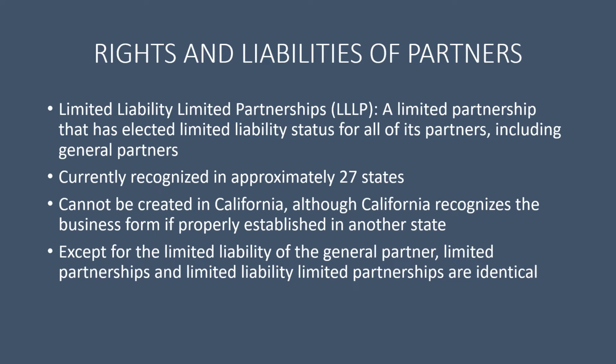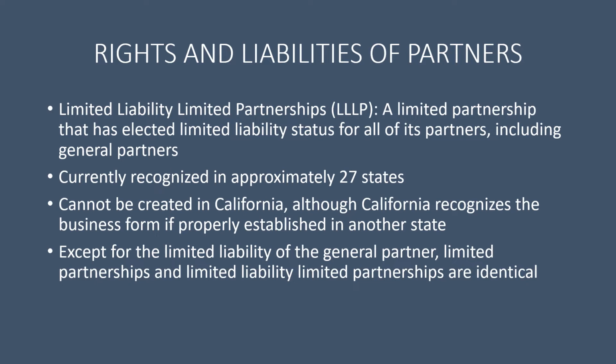A limited liability limited partnership, or an LLLP, is a limited partnership that has elected limited liability status for all of its partners, including the general partners. So with a limited liability limited partnership, no partner has unlimited personal liability to the creditors of the company. The business form of a limited liability limited partnership is currently recognized in approximately 27 states. Unfortunately, California is not one of them.